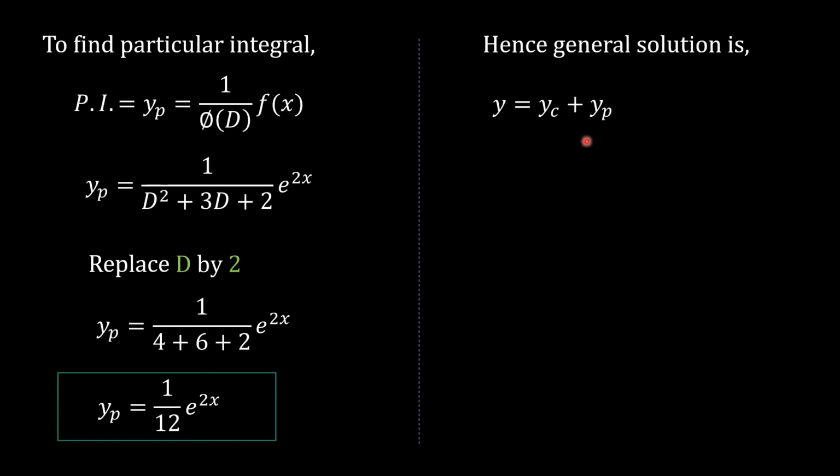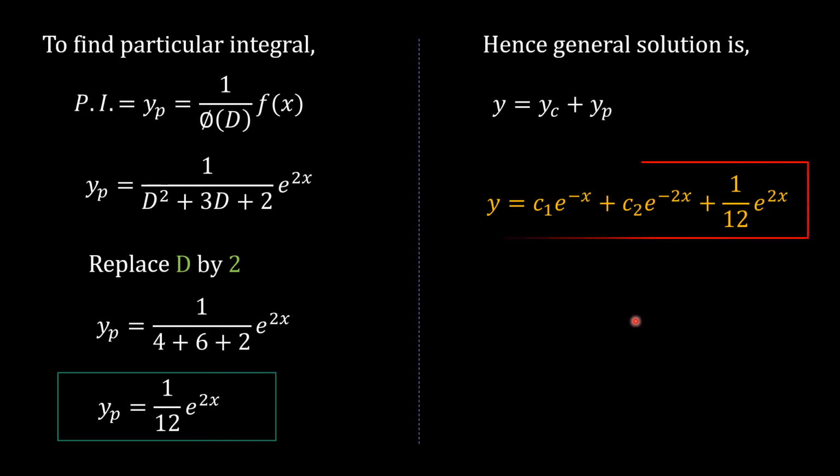Replace this yc and yp by their corresponding expressions. We will get general solution as y = c1 e^(-x) + c2 e^(-2x) + (1/12) e^(2x), which is the required general solution. Now we will go to the next example.